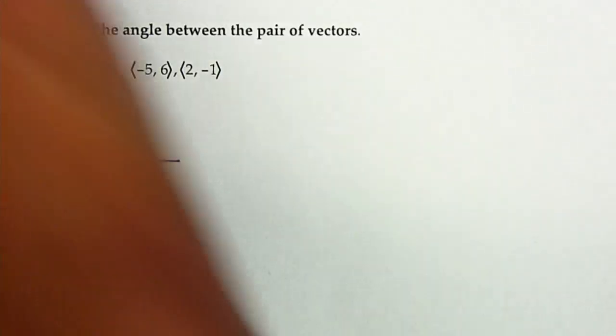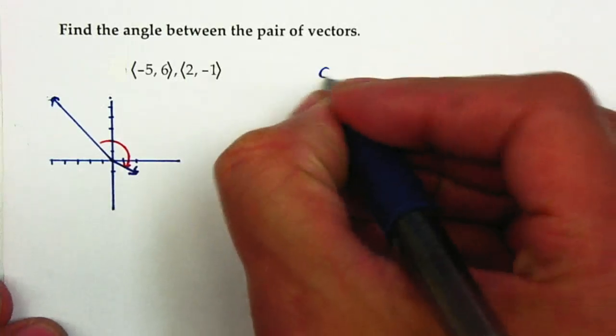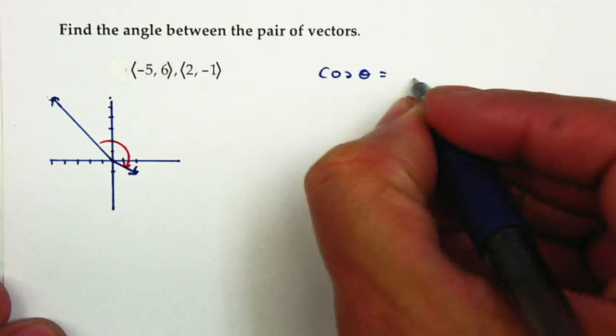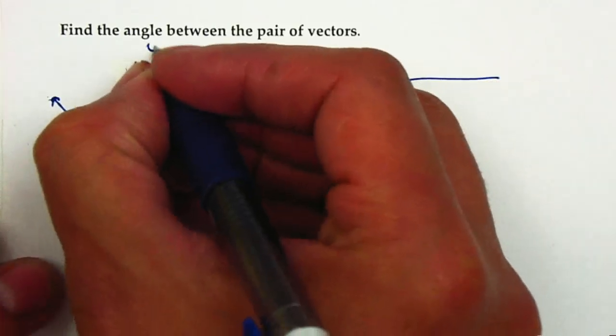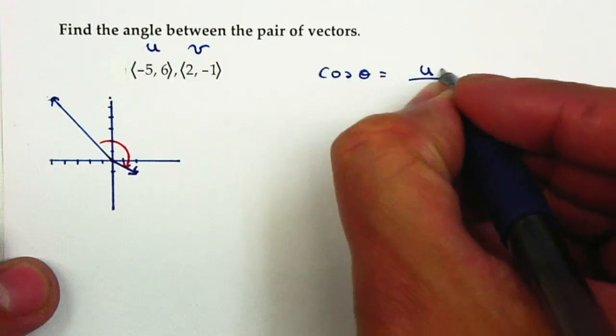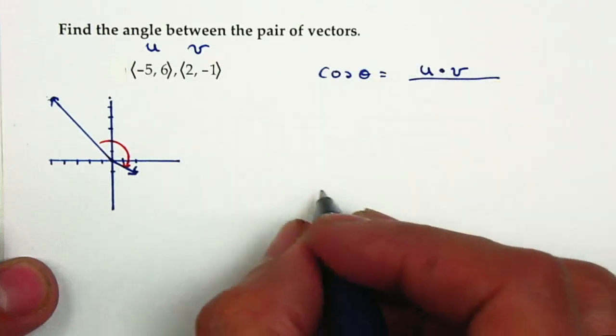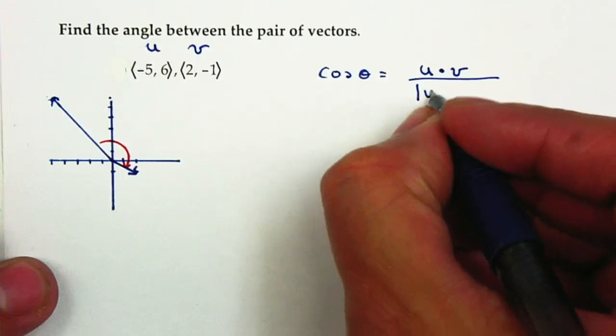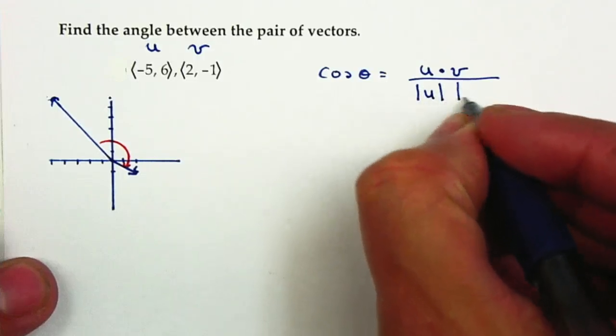Now to find the angle, we have the following formula. Cosine of the angle is equal to the dot product. We're going to call this u and this v vector. So it'll be u dot product with v over the magnitude of u multiplied by the magnitude of v.